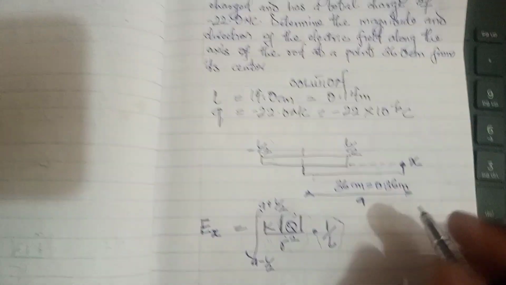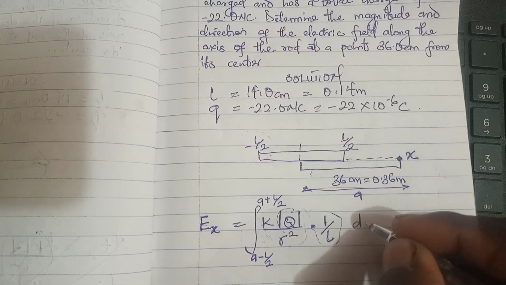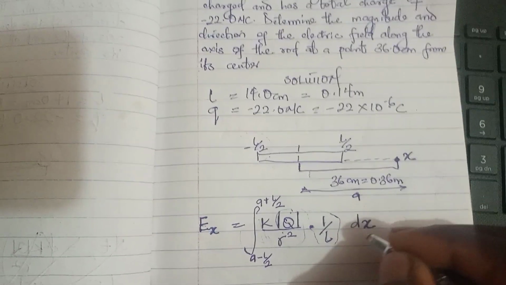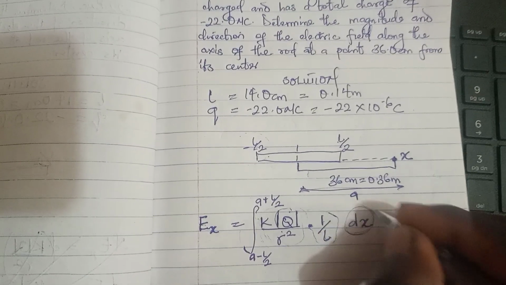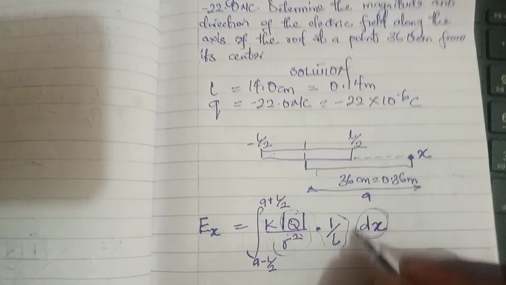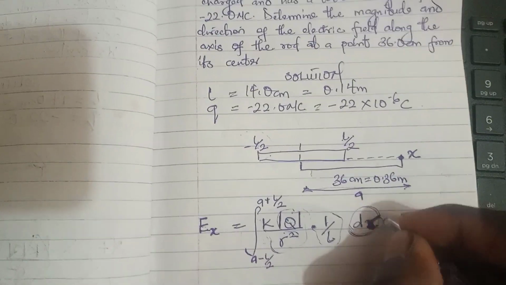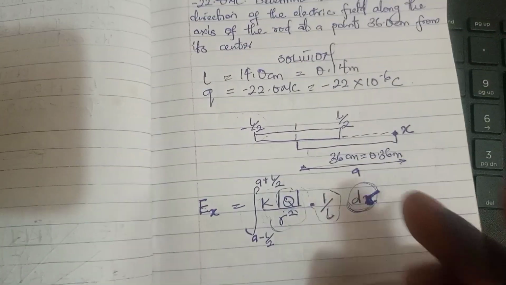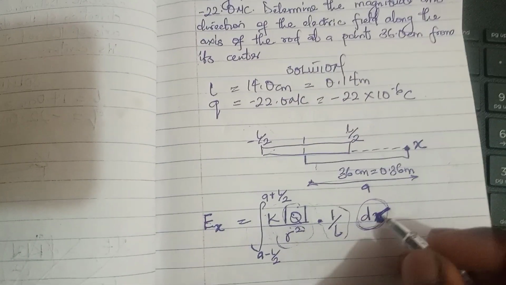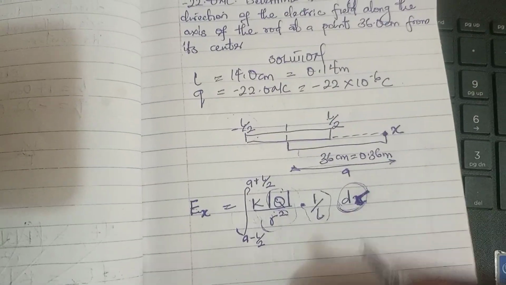So this integral will be with respect to x. But now, since we have r, not x, we can write it as r. I hope you get that. Normally, we could have just written this as x, then we'd be integrating with respect to x. But now, since we have r, we'll be integrating with respect to r.